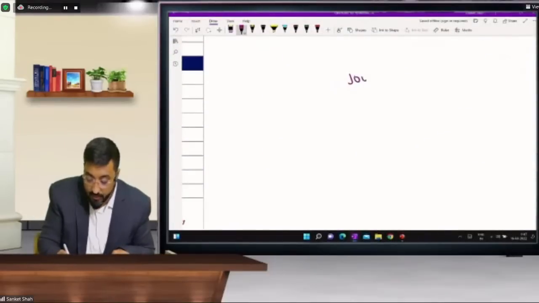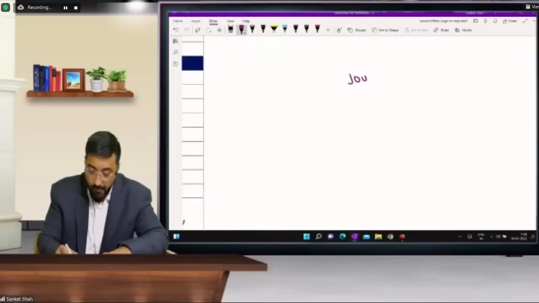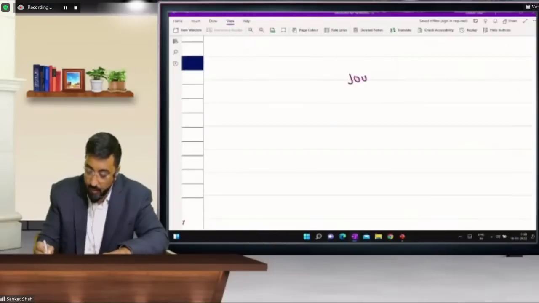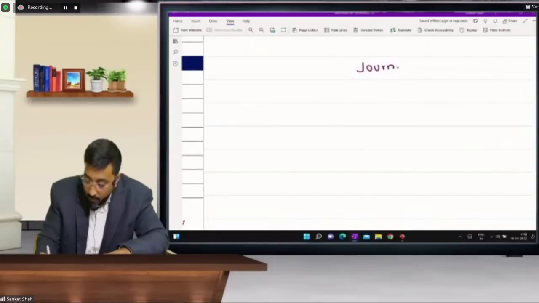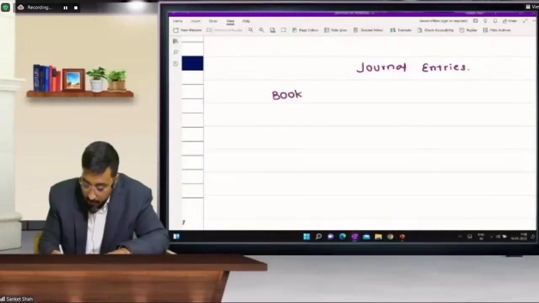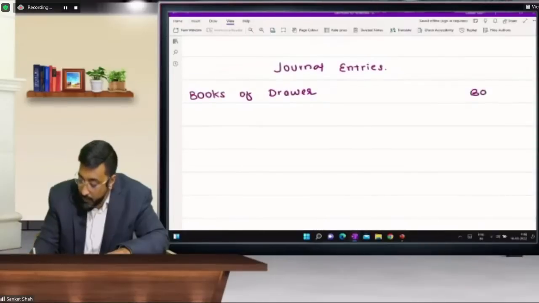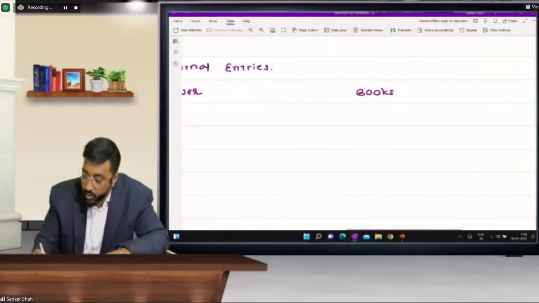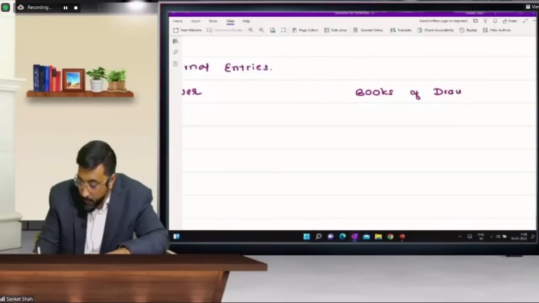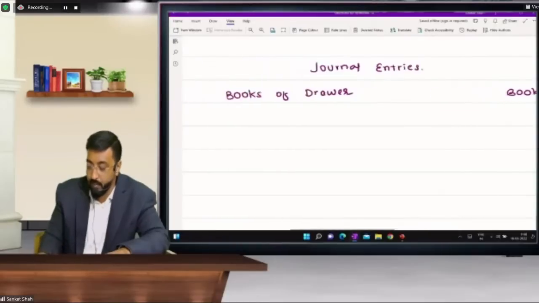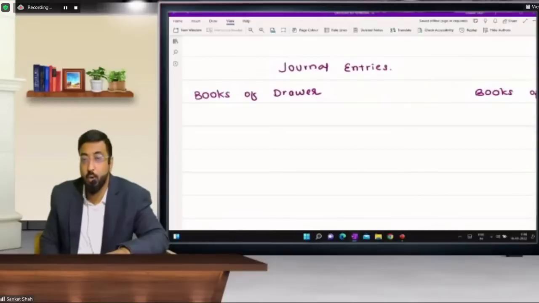First, I will start with some journal entries. Okay. You can write it with me. Journal entries. Books of drawer. Books of drawee. Books of drawer and books of drawee.